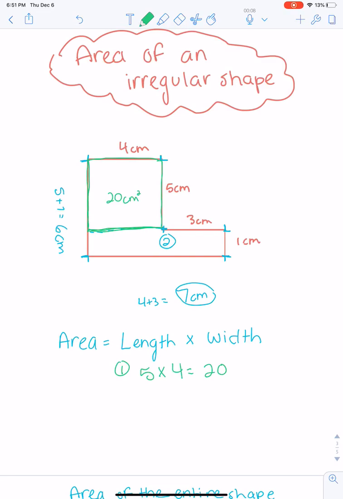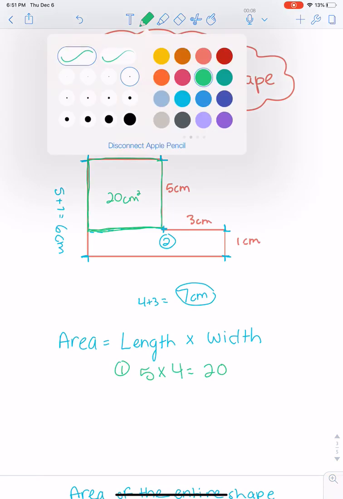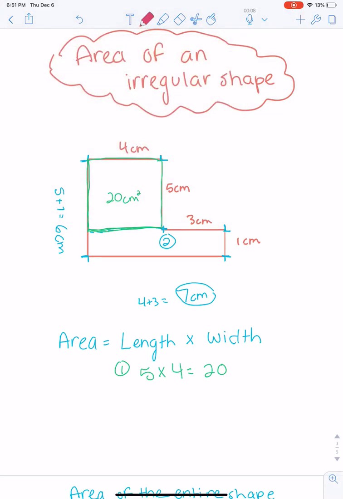Let's look at number 2. We're going to make that one pink. I'm going to draw it out. We're looking for the area, so we're looking for the inside. We know our area is length times width, so I look for my length, and I know my length is over here, so it's 1 centimeter, and now I need to multiply with my width.